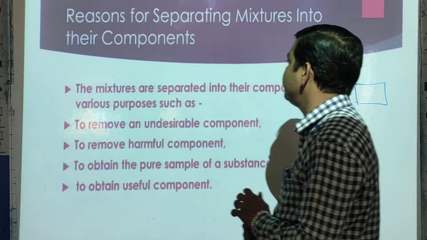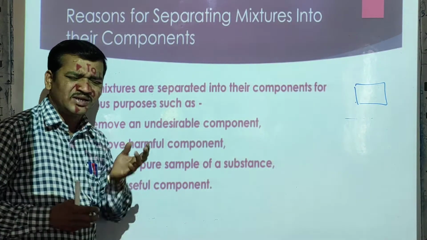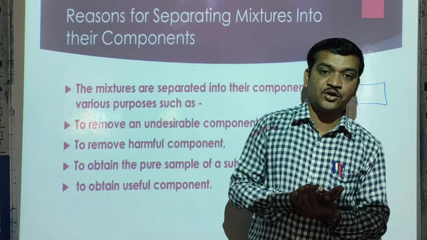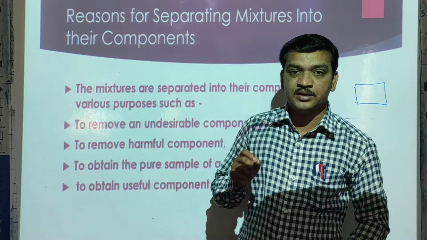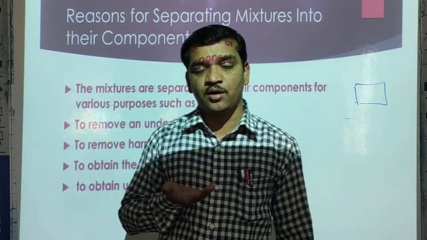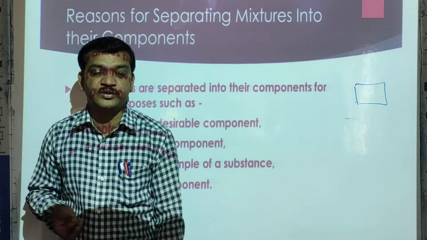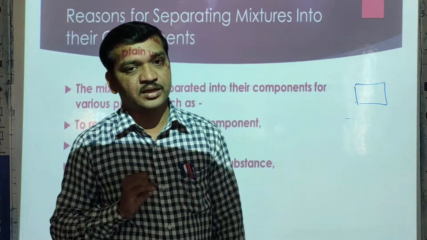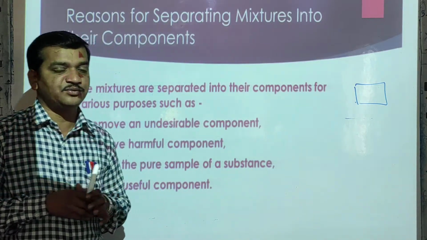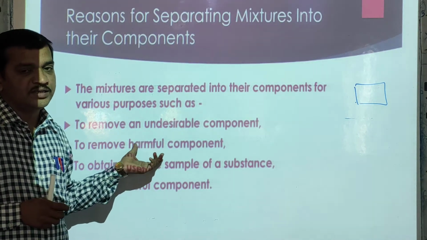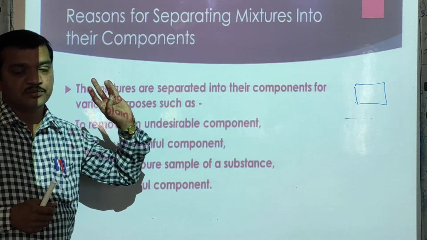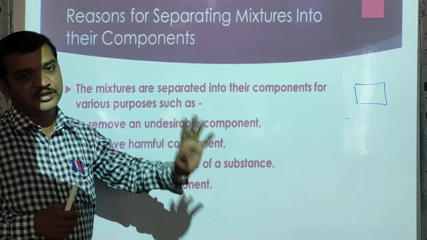Now next we will see the reasons for separating mixtures into their components. We know different kinds of mixtures are available. Every day we make different kinds of food items, for example making tea. Tea is a mixture of different types of substances. We add sugar, water, and tea powder. We mix all these ingredients together and form tea. So tea is a mixture of sugar, milk, water, and tea powder.